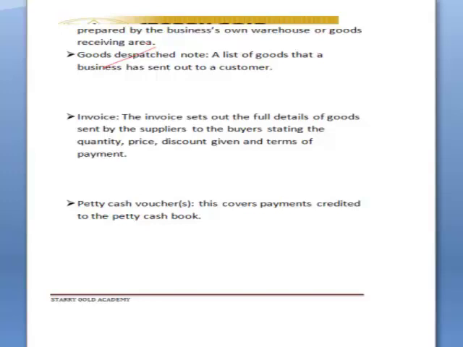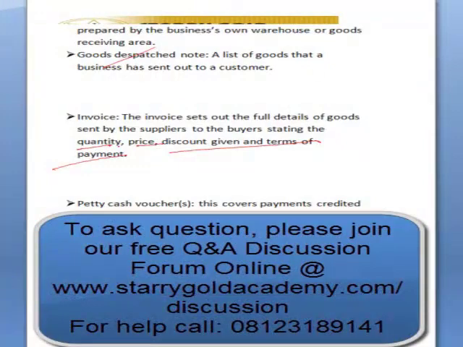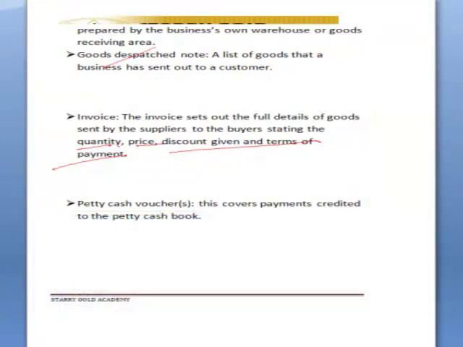We have what we call an invoice. It sets out the full details of goods sent by the supplier to the buyer, stating the quantity, price, discount given, and terms of payment. We also have a petty cash voucher. A petty cash voucher covers payment credited to the petty cash book. So it's a major source document to the petty cash book.